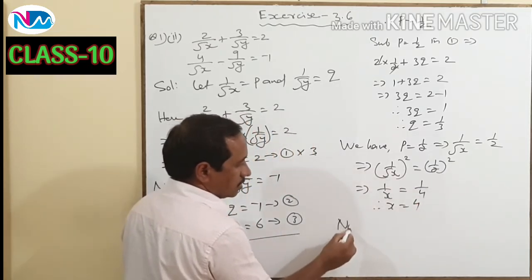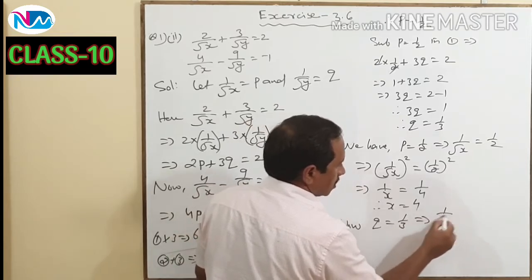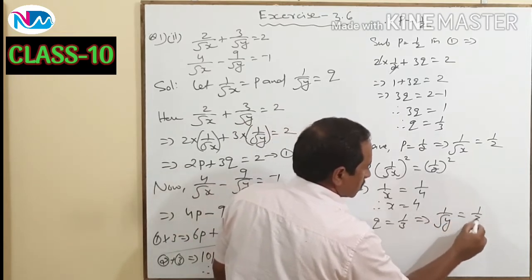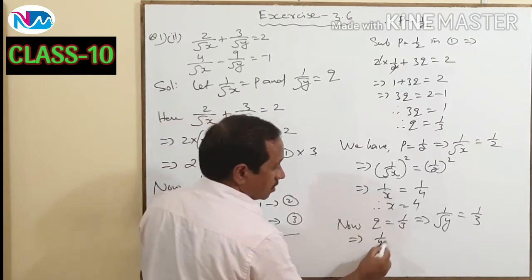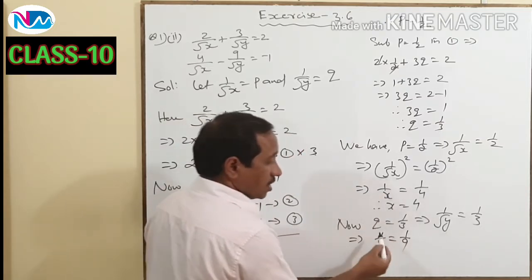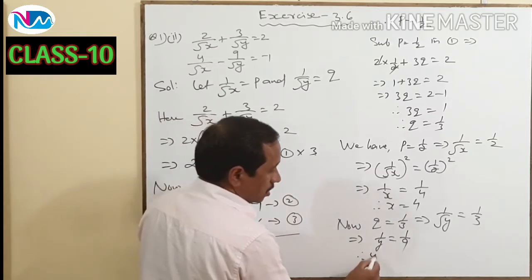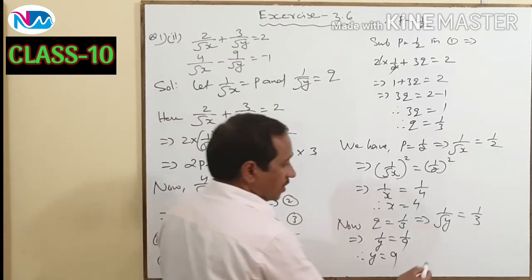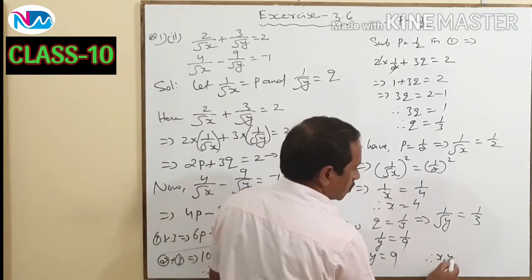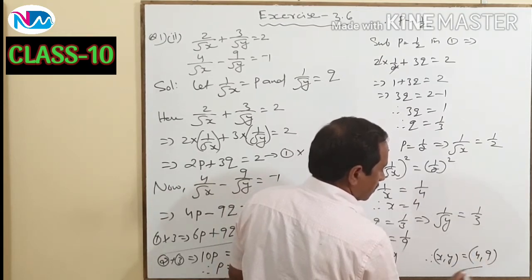Now similarly, q is equal to 1 by 3 means 1 by root y is equal to 1 by 3. Taking square on both sides, we get 1 by y is equal to 1 by 9. Taking the reciprocal, y is equal to 9. Therefore, finally we have x comma y is equal to 4 comma 9.